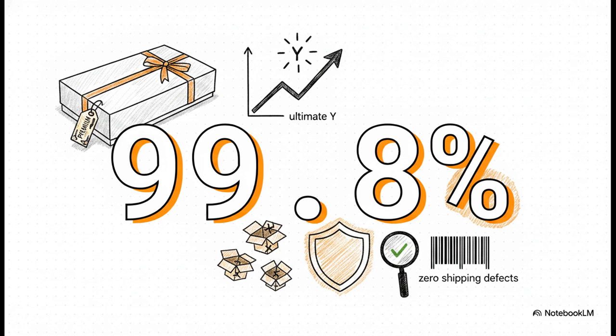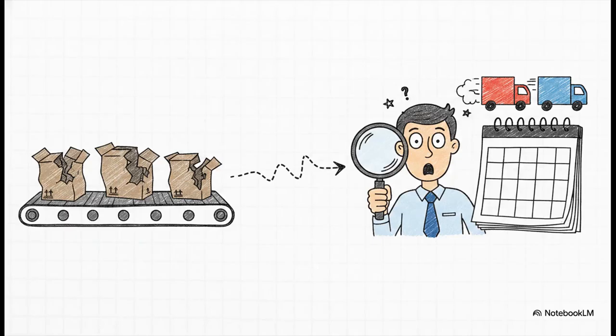We must achieve a 99.8% perfect order rate. That basically means zero shipping defects. When customers are paying a premium, a wrong item or a damaged box is simply unacceptable. But here is the trap.